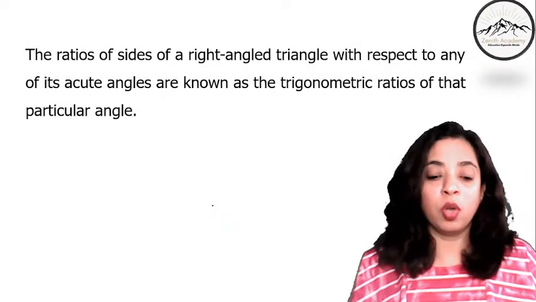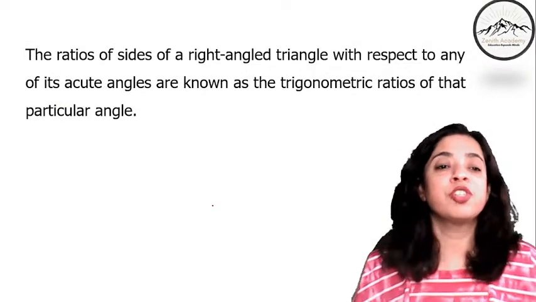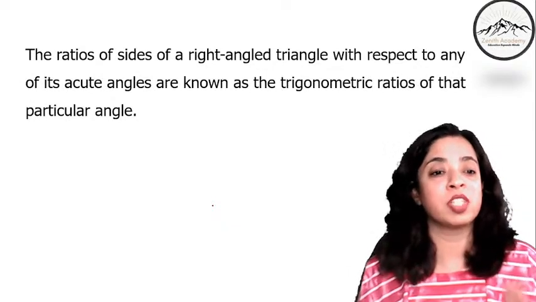So now what are trigonometric ratios? The ratios of sides of a right angle triangle with respect to any acute angle is known as trigonometric ratios.